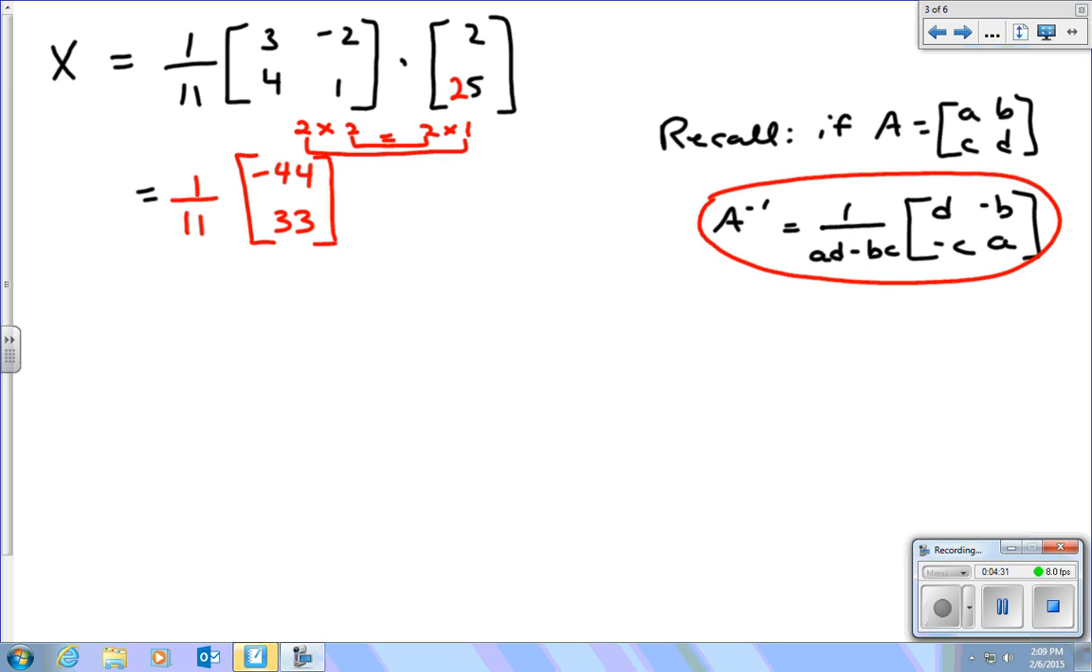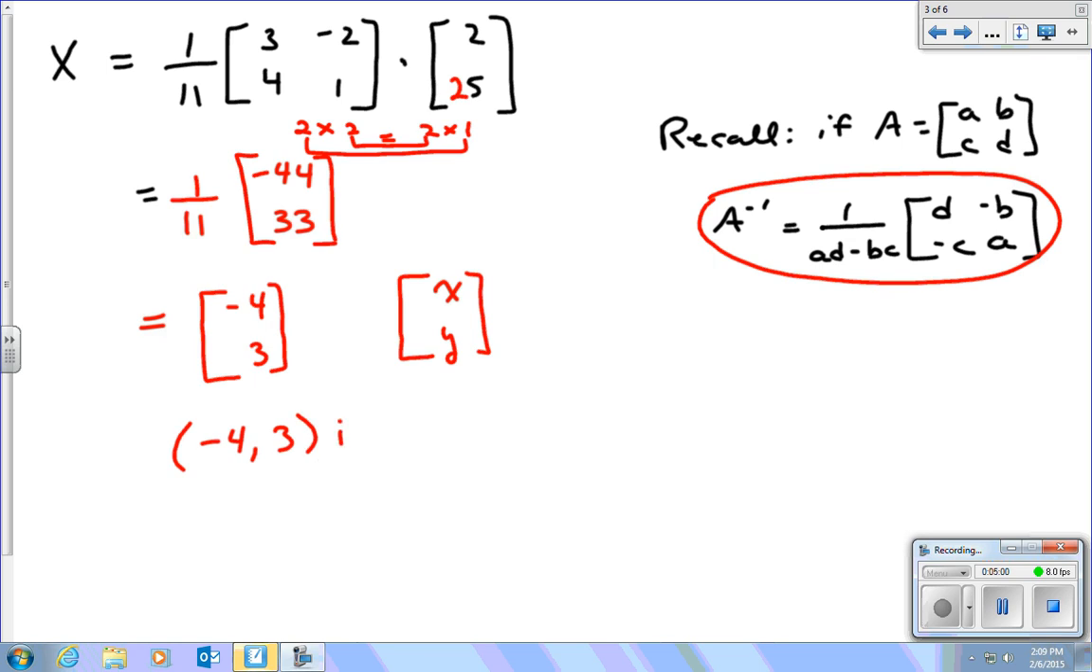So now when I multiply that 1 over 11 by that matrix, I end up with negative 4 and 3. Recall that matrix X is really X, Y. So we can see that X is equal to negative 4, Y is equal to 3. So negative 4, 3 is the solution.